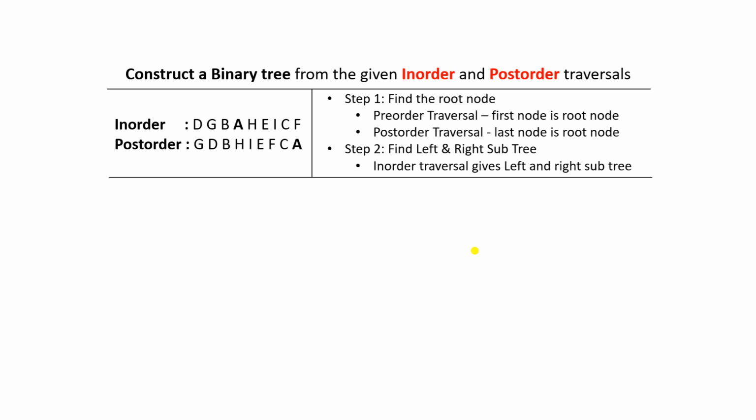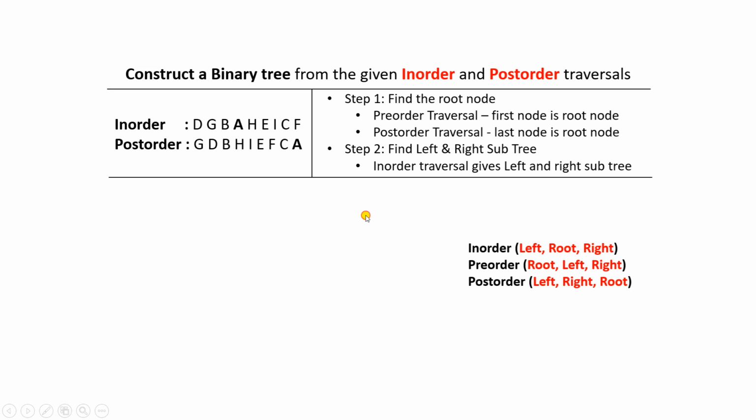So, before going to that, we should remember how the traversing techniques take place in in-order, pre-order and post-order traversals. As you know, pre-order will have the root as the first node and post-order will have the root as the last node. So, if you know the root, the in-order will give the left and right subtrees. So, having this in mind, we shall proceed to construct a binary tree.